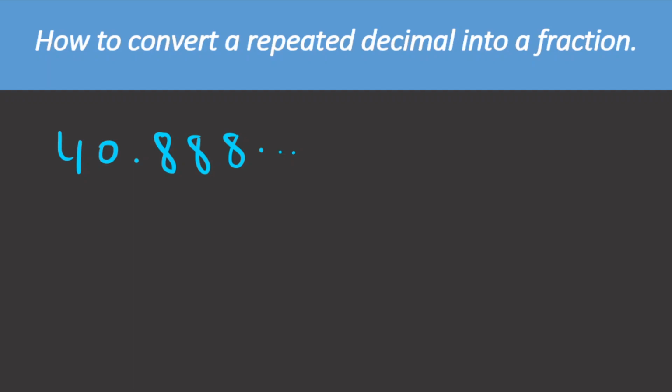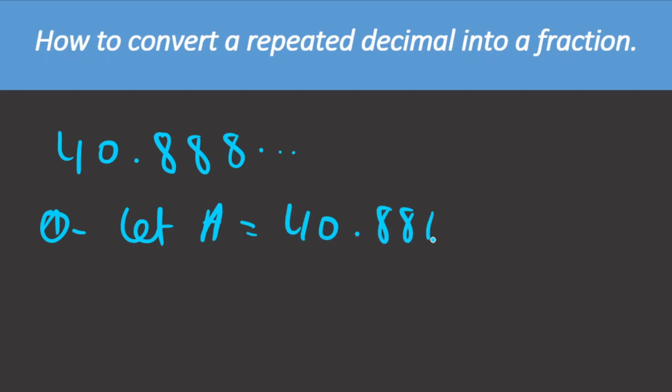So for the method, for the first step, we let a be equal to 40.888, just to make things organized. We just assume that a is the number. Then we split the decimal part and the integer part.